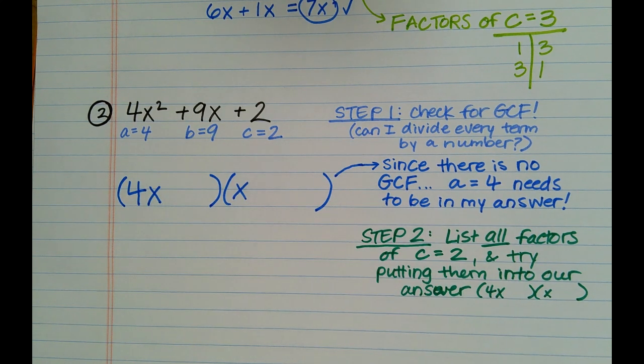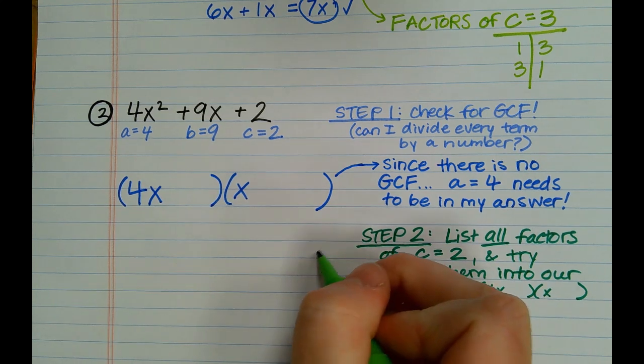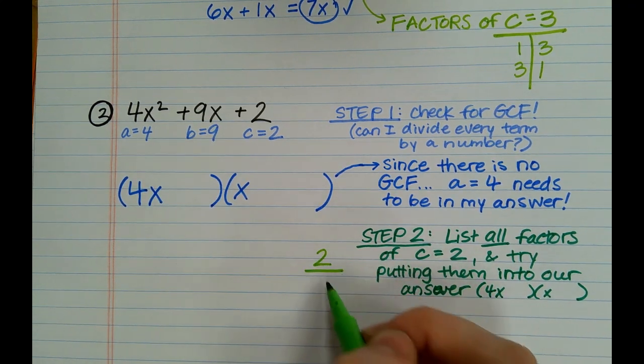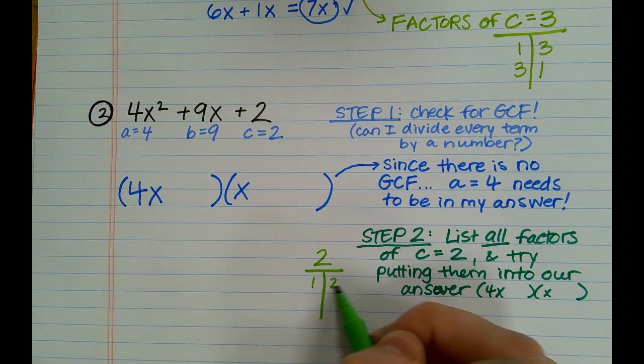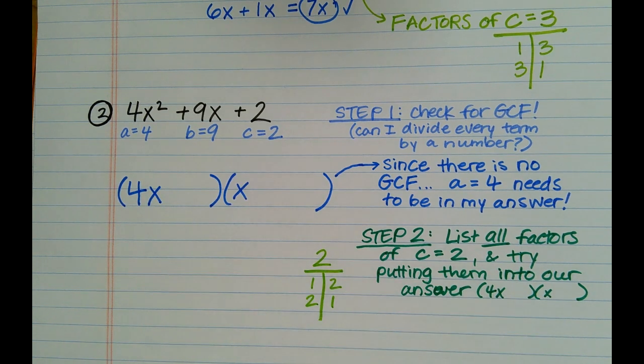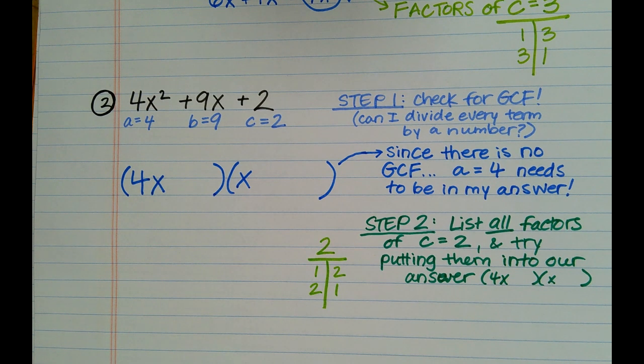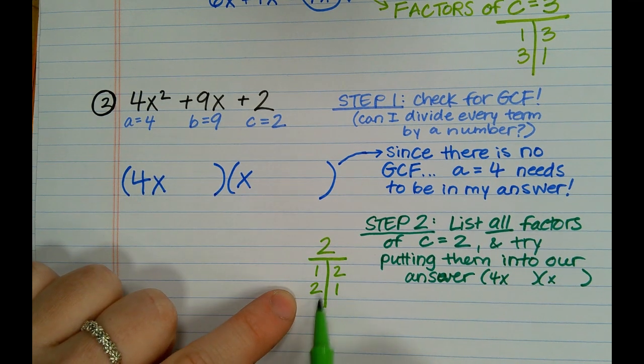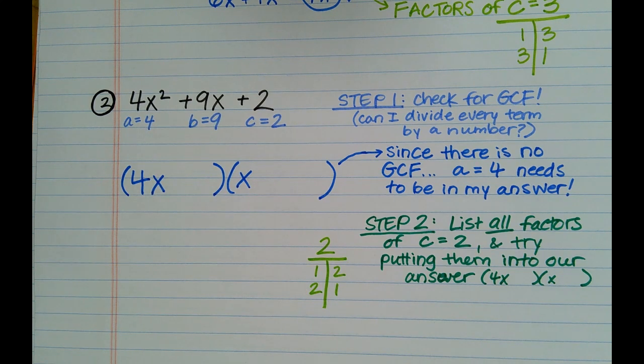So I'm going to write that over to the side here. Factors of 2: 1 and 2, or 2 and 1. You said 2 and 1, we can try that first, absolutely. It doesn't matter which one you try first. Sometimes it's a game of luck. If you decide, for fun, I'm going to put the 2 first and see.